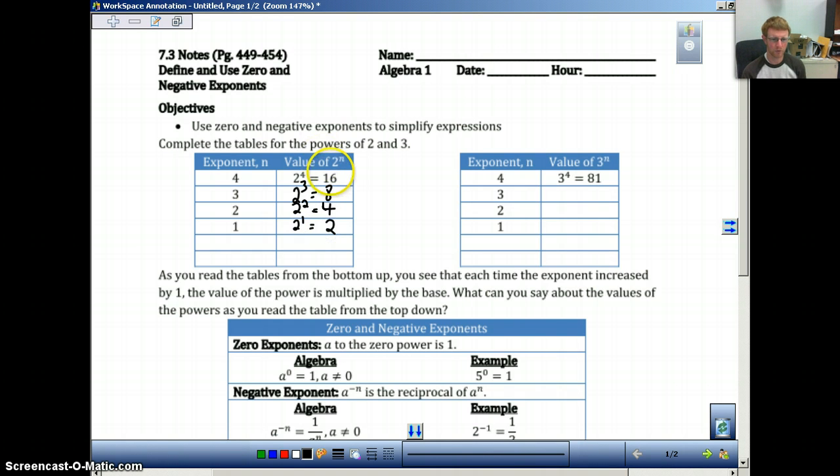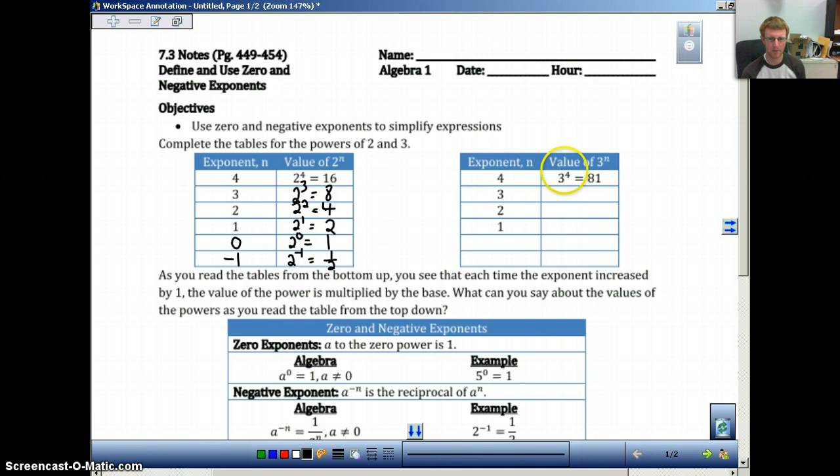And if you notice what's happening here, as we go through this and lower it by a power, because the base is 2, we keep dividing by 2. So when we do 2 to the 0 power, if we divide by 2 again, 2 divided by 2 is equal to 1, which shows you 2 to the 0 power is equal to 1. And then if we go to negative 1, 2 to the negative 1 is 1 over 2, or 1/2.